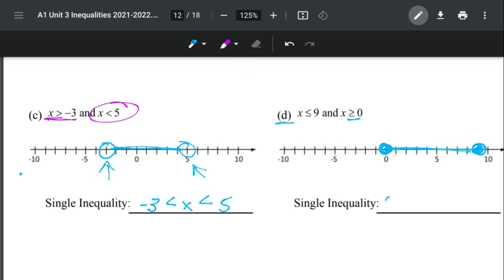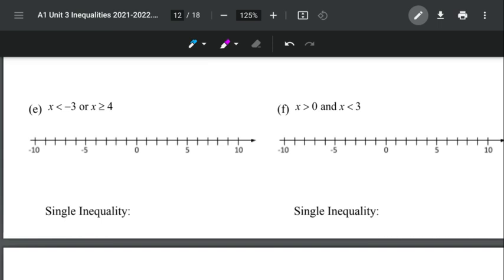Same thing for letter D. My left point, my right point with an X. Now these dots are colored in, so I still do the same direction, but this time I put an inequality bar.